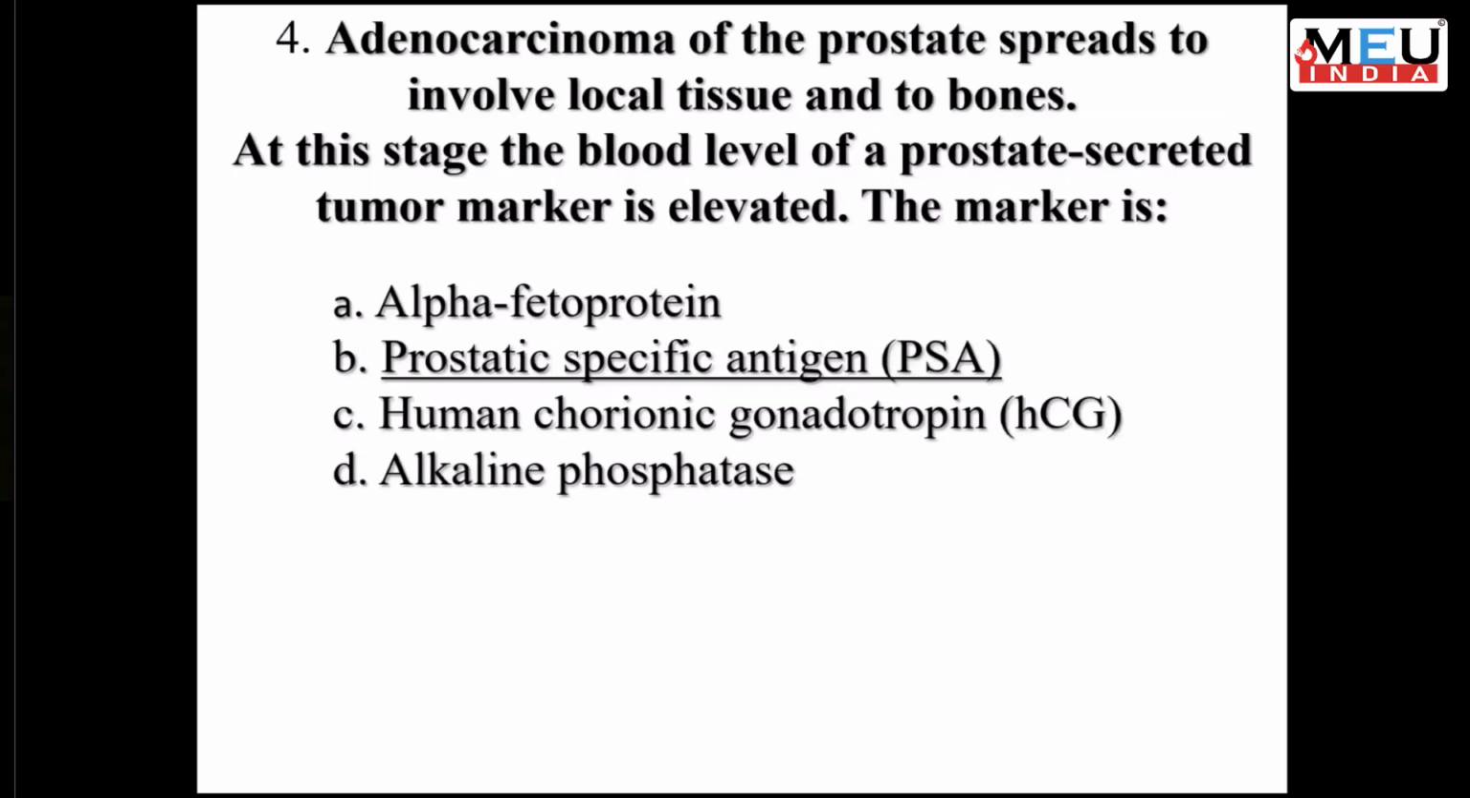Question number 4. Adenocarcinoma prostate spreads to involve the local tissue and the bones. At this stage, the blood level of the prostate-secreting tumor marker is elevated.